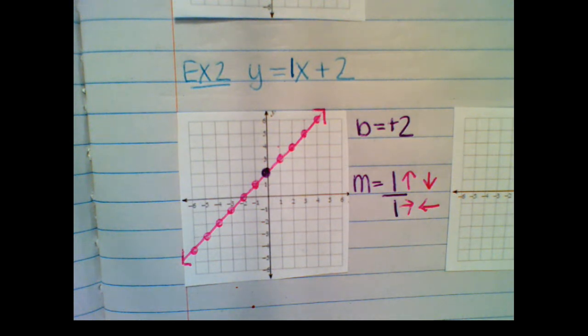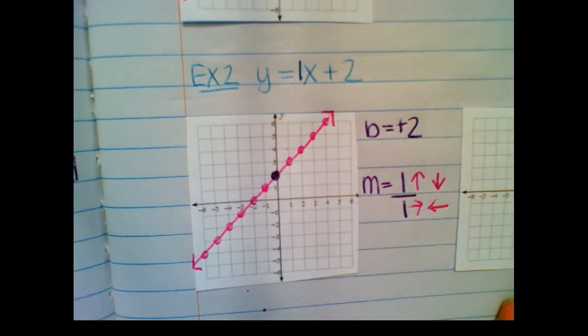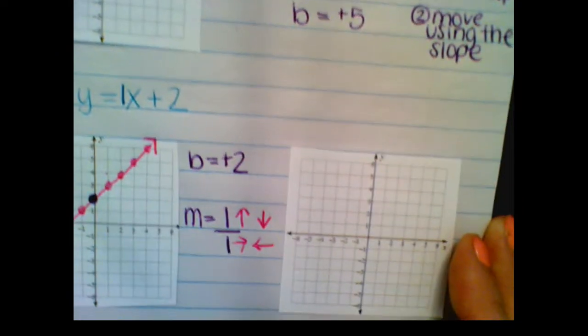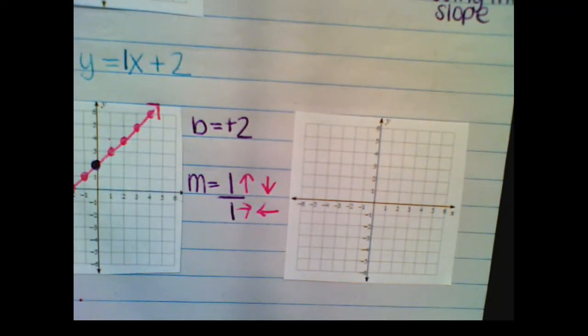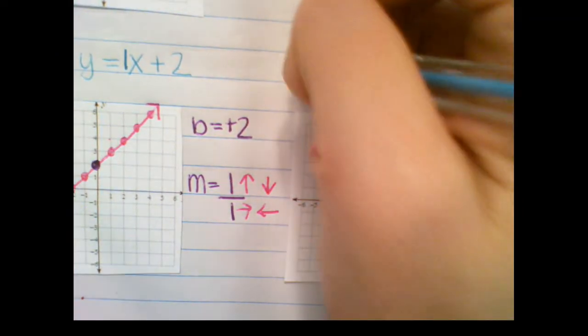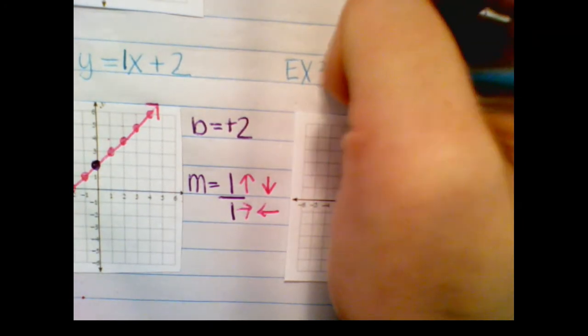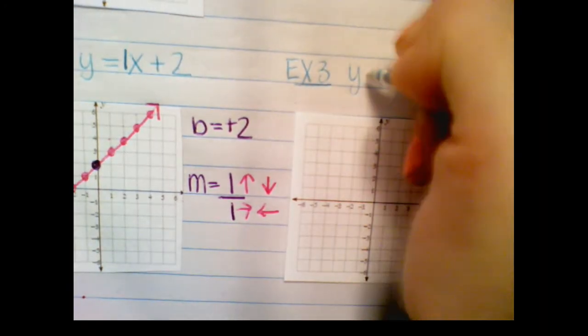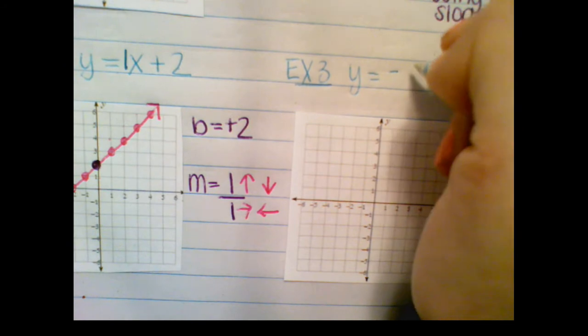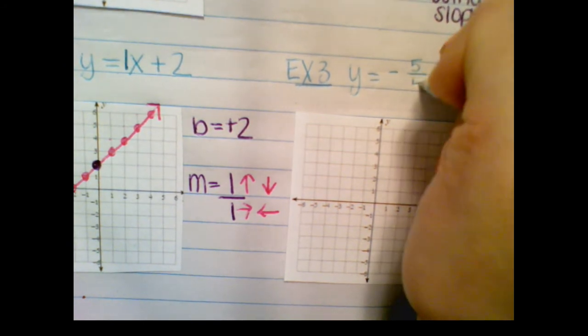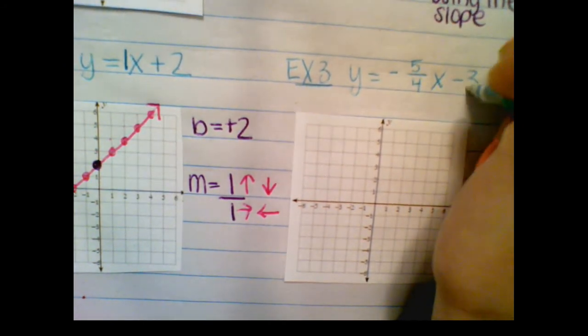Okay, last example of slope-intercept form is going to be this one. y equals negative 5 over 4x minus 3.